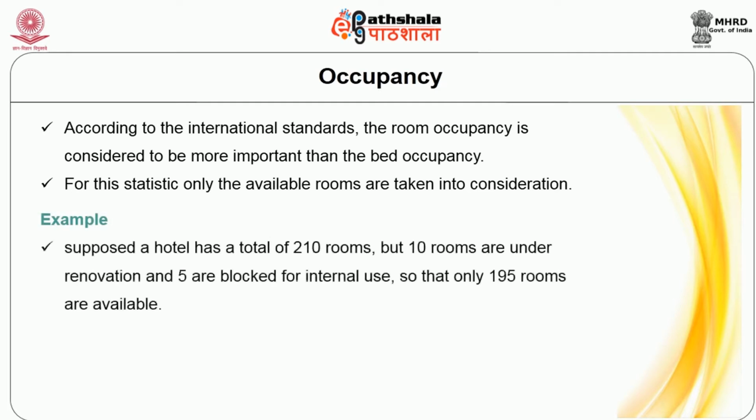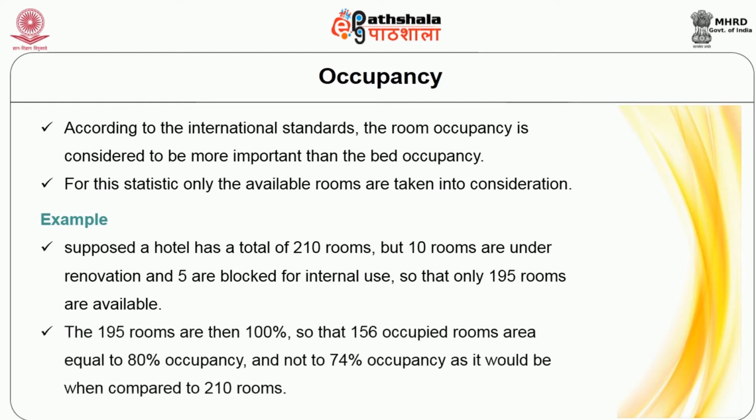For example, suppose a hotel has a total of 210 rooms, but 10 rooms are under renovation and 5 are blocked for internal use, so that only 195 rooms are available. So these 195 rooms are then 100%, so that 156 occupied rooms are equal to 80% occupancy, and not the 74% occupancy it would be when compared to 210 rooms.